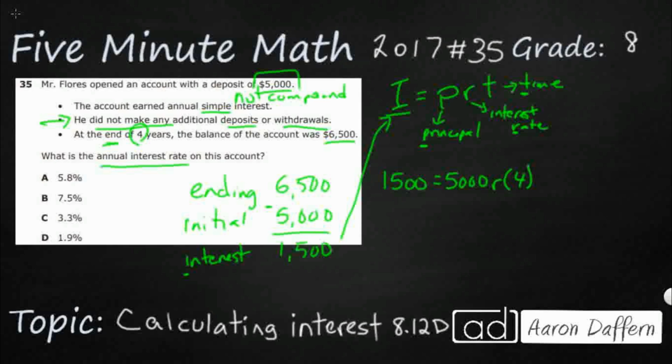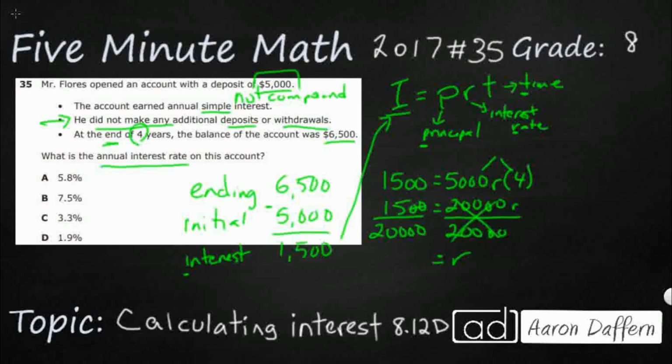All right, so I need to isolate this variable. So let's use the commutative property of multiplication. Let's just multiply those two, put them in different orders so we can multiply them. 5,000 times 4 is going to be 20,000. So I've got 20,000 R equals my 1,500. So if I want to isolate this variable, I need to do the same thing to both sides of my equation. Divide both sides by 20,000. So that's going to just make that 1. So that's going to isolate the R, but I've got 1,500 divided by 20,000.